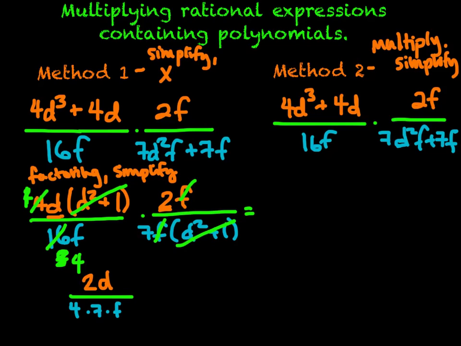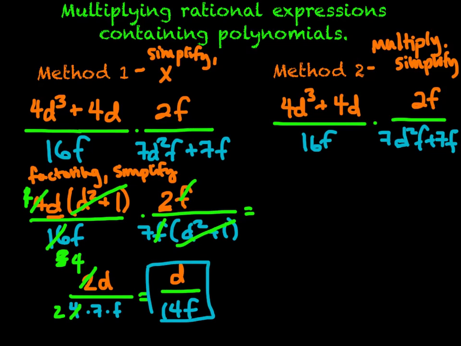So looking at all of this, it looks like I actually have a little bit more simplification that I can do. I can get rid of a 2 on top, and the 4 will become a 2 on the bottom. And then we'll have just simply a d on top over 14f on the bottom. So there's our final answer.